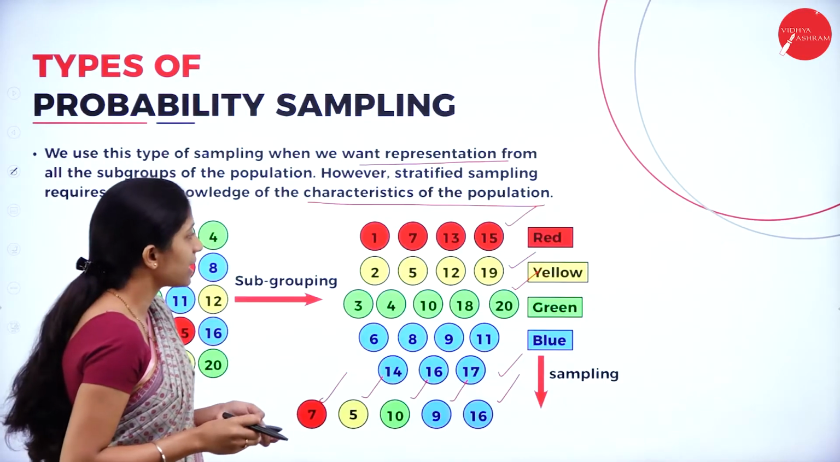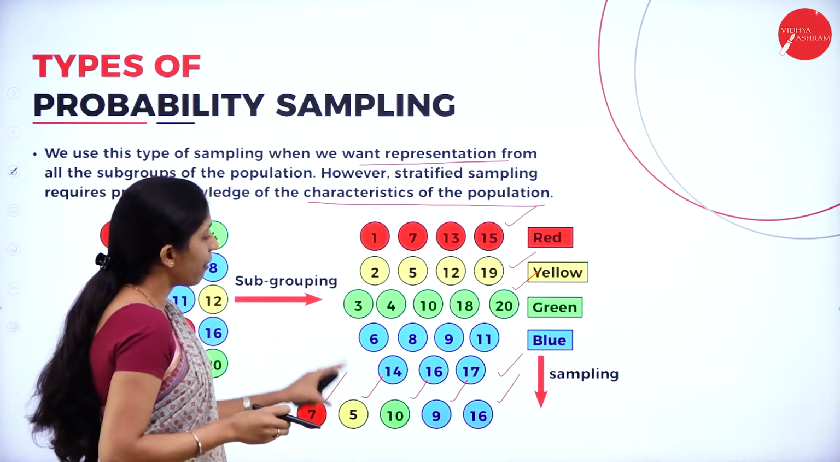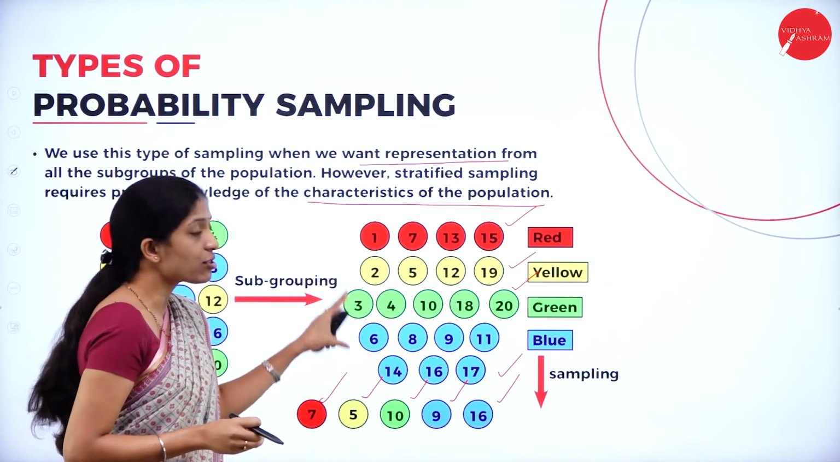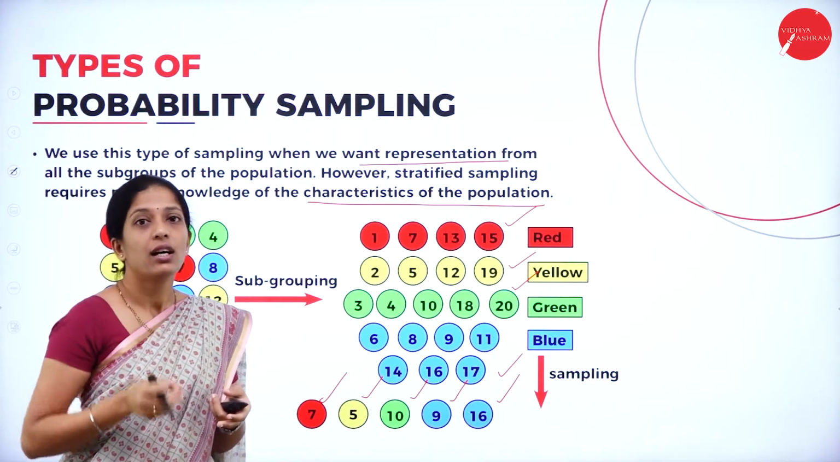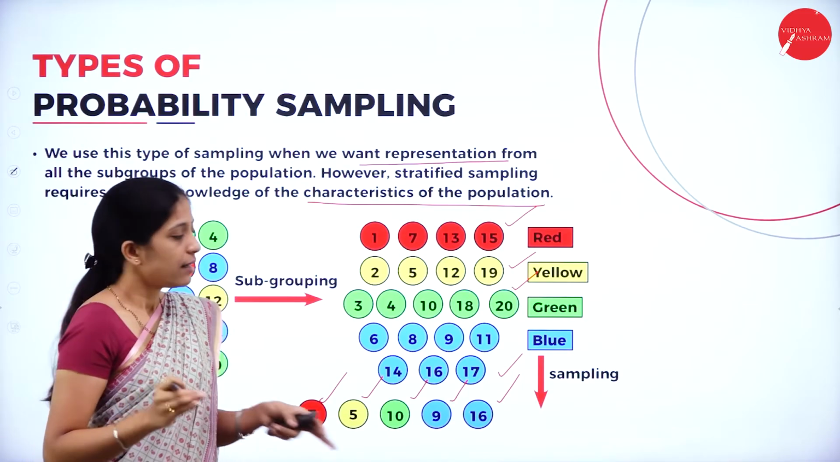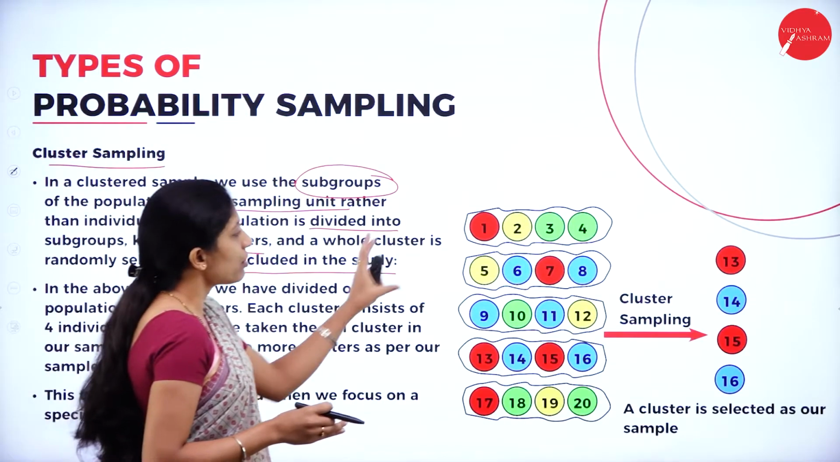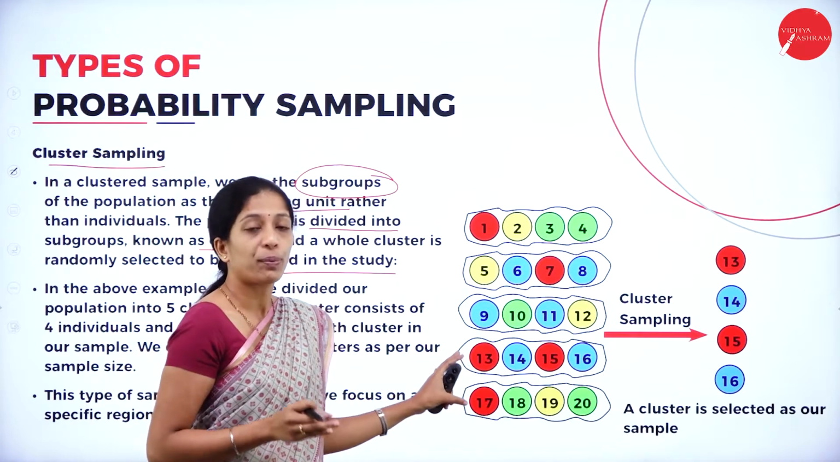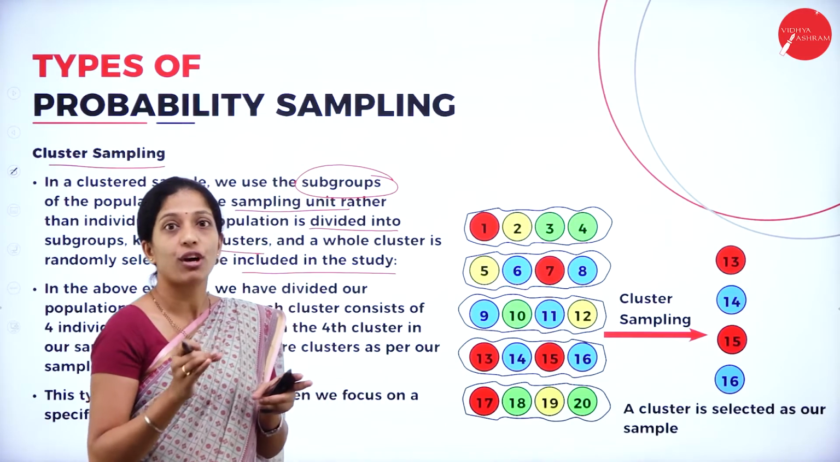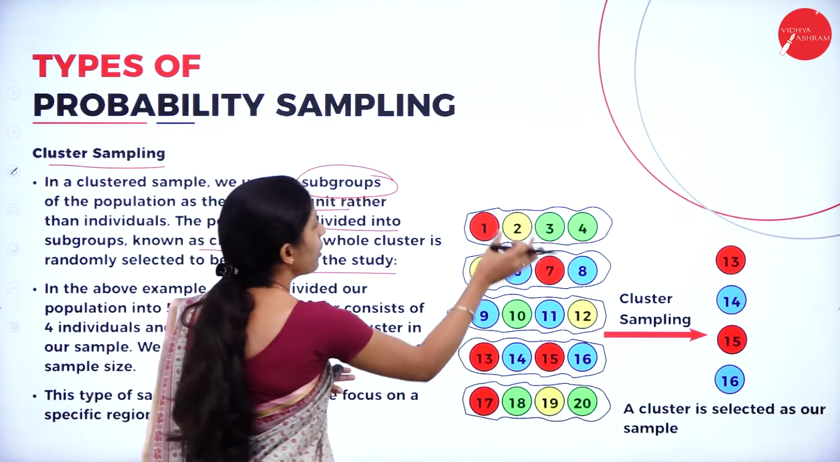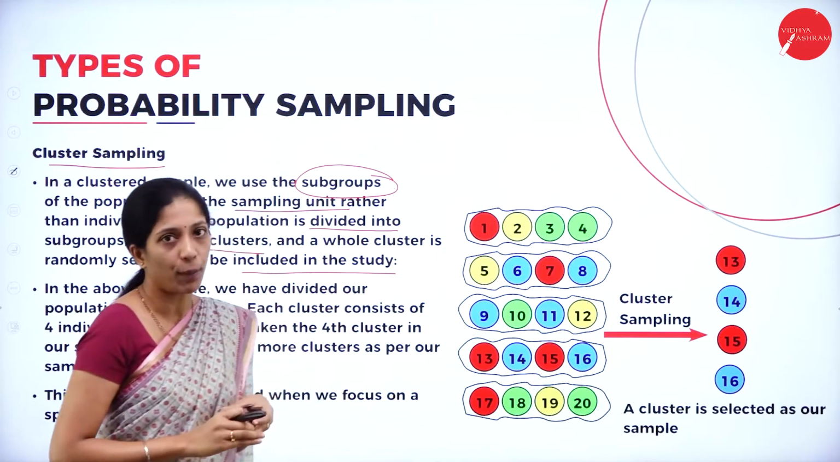Correct? So, if you see the example here, I have made subgroups, and from each subgroup, I am going to take individuals separately. That is known as what? Sample. Whereas here, I am going to divide the whole population into subgroups, which are called clusters, and the whole subgroup itself will become the sample.